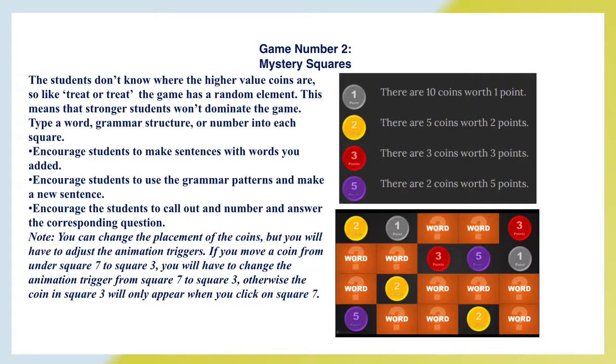So this is game number 2, Mystery Squares. The students don't know where the higher value coins are, so like trick or treat, the game has a random element. This means that stronger students won't dominate the game. Type a word, grammar structure, or number into each square. Encourage students to make sentences with the words you added. Encourage students to use the grammar patterns and make a new sentence. Encourage the students to call out a number and answer the corresponding questions.